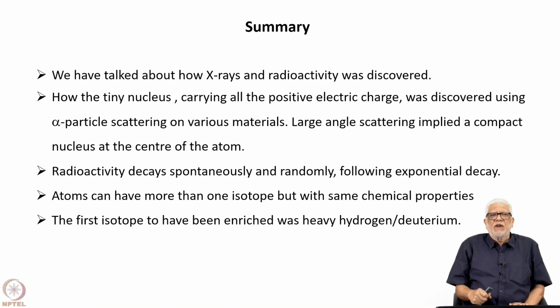So, in summary, we have talked about how X-rays and radioactivity were discovered, and how the tiny nucleus carrying all the positive electric charge was discovered using alpha scattering on various materials by Rutherford and his colleagues. Large angle scattering is the key takeaway, implying a compact nucleus at the center of the atom. Radioactivity decays spontaneously and randomly, and this follows the exponential decay law. Atoms can have more than one isotope, but they have the same chemical properties. And the first isotope to have been enriched was heavy hydrogen, which we now call deuterium.